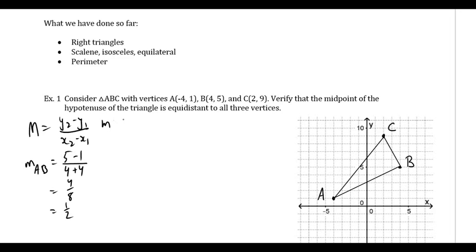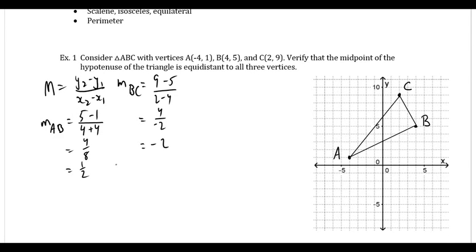Okay, slope of BC. 9 minus 5 over 2 minus 4. So that's 4 over negative 2, which is negative 2, always reduce. So they are indeed negative reciprocals, and that tells me, therefore, AB is at a right angle to BC. If I found my right angle, I could draw it in there, I could add it in.